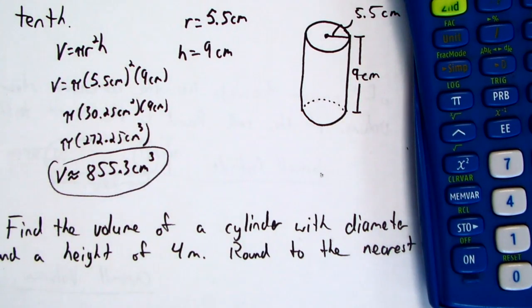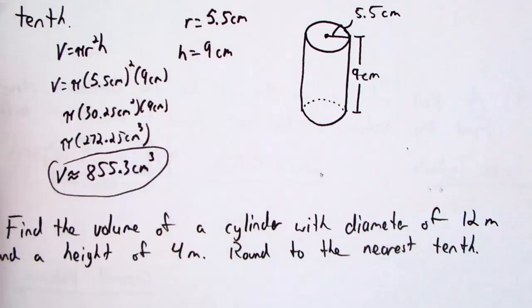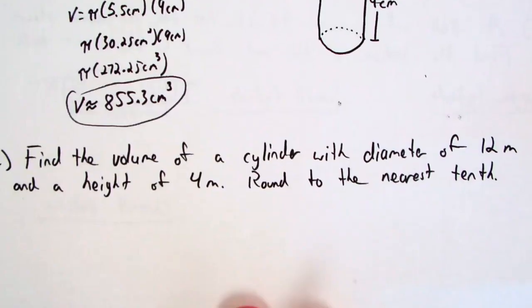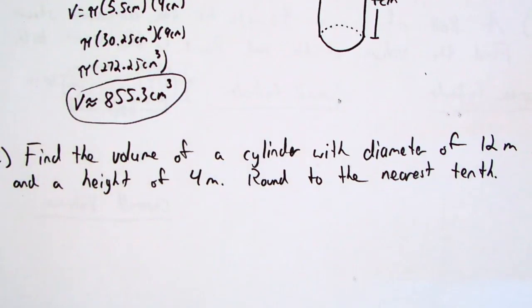So example 2, it says find the volume of a cylinder with diameter of 12 meters and a height of 4 meters. Round to the nearest tenth. So I'm going to draw a picture so I know what I'm looking at.